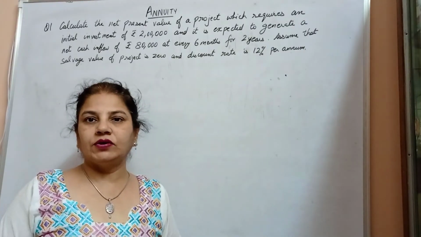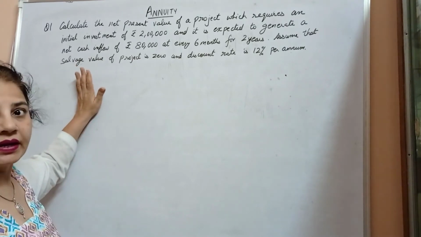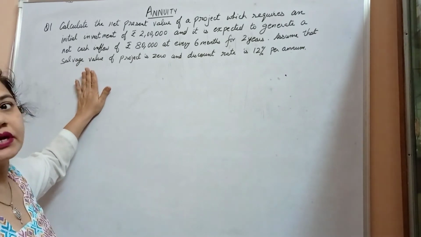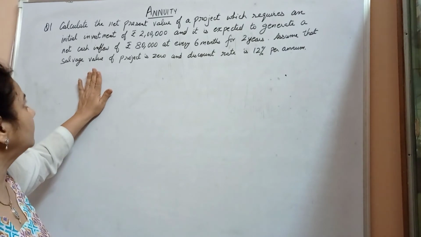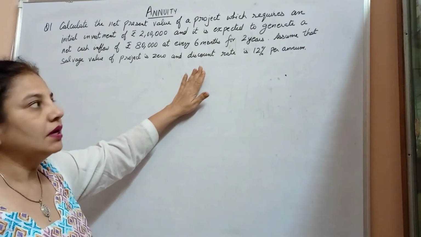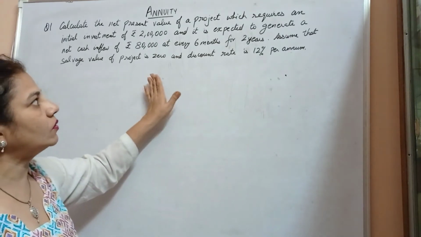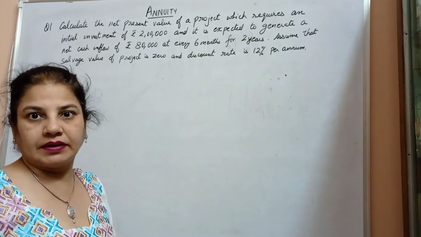Calculate the net present value of the project which requires an investment of rupees 2 lakh and is expected to generate a net cash inflow of rupees 80,000 every 6 months for 2 years. Assume that the salvage value of the project is 0 and the discount rate is 12% per annum.